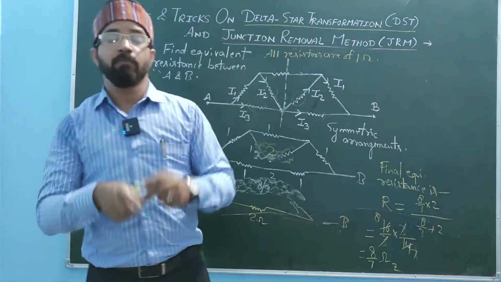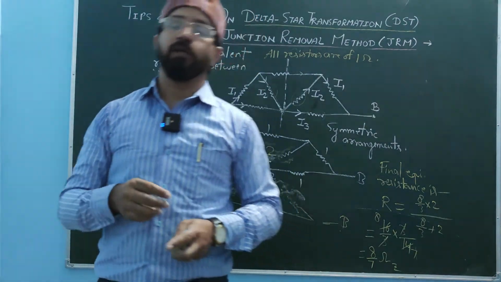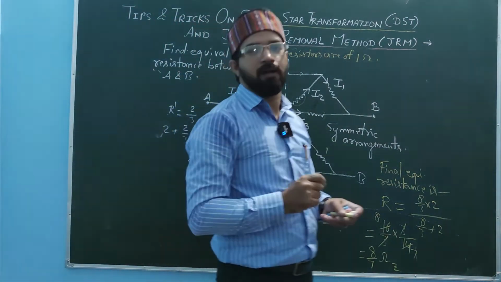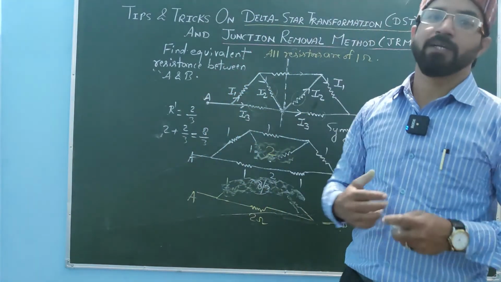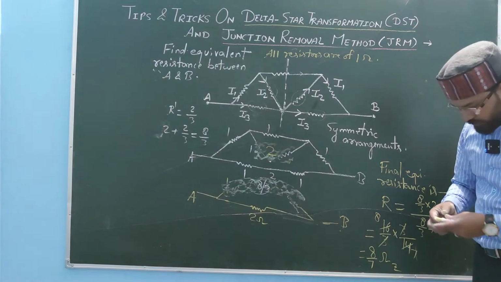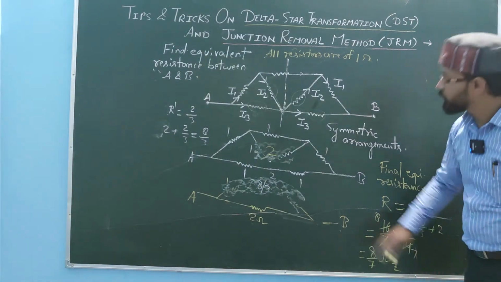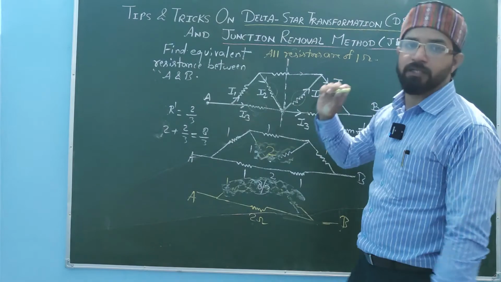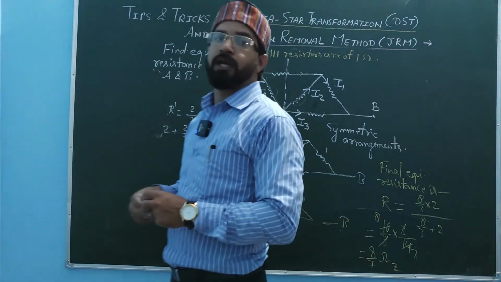Now same example we are going to solve by using delta star transformation also, and we will check whether we are getting a similar answer or not. So the final answer is 8 by 7. This complicated circuit and the equivalent resistance between A and B is 8 by 7.